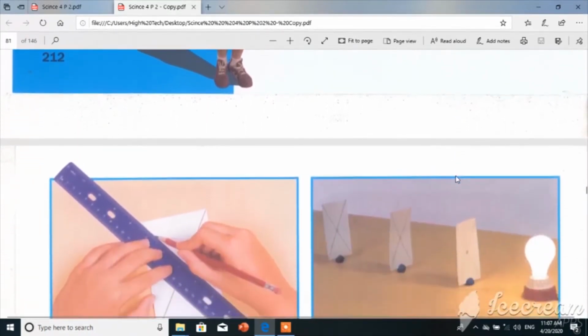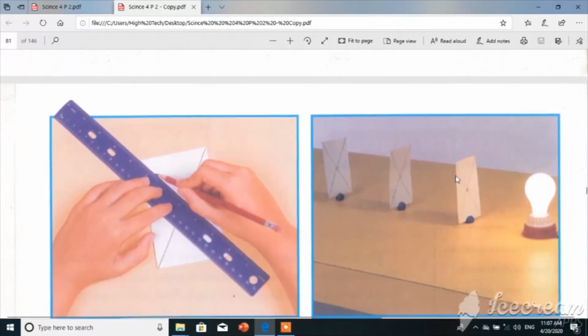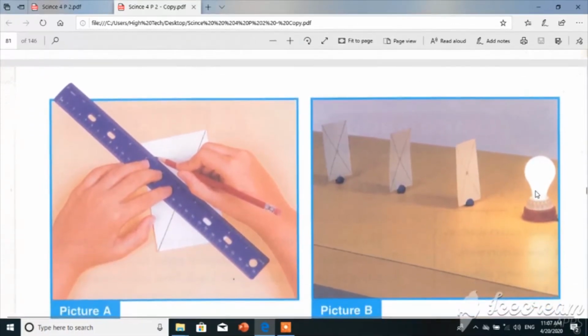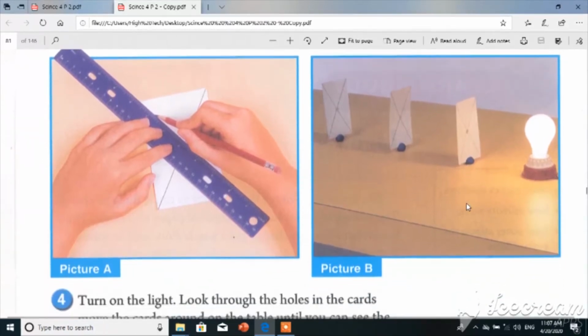Look, these are the cards, and this is the light bulb. Okay, this is an X shape, and the light travels through these holes.